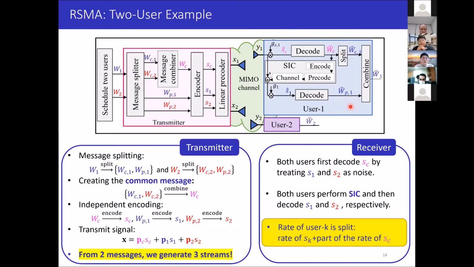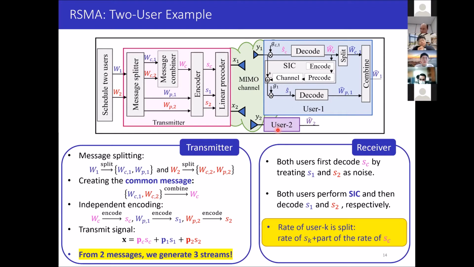So how does it work? This is the simplest example of RSMA for a two-user setting. On the left here, you want to schedule two users, so you want to transmit two messages to two users, one message per user. W1 is a unicast message intended for user one, and W2 is another unicast message intended for user two. And we have here user one and user two.